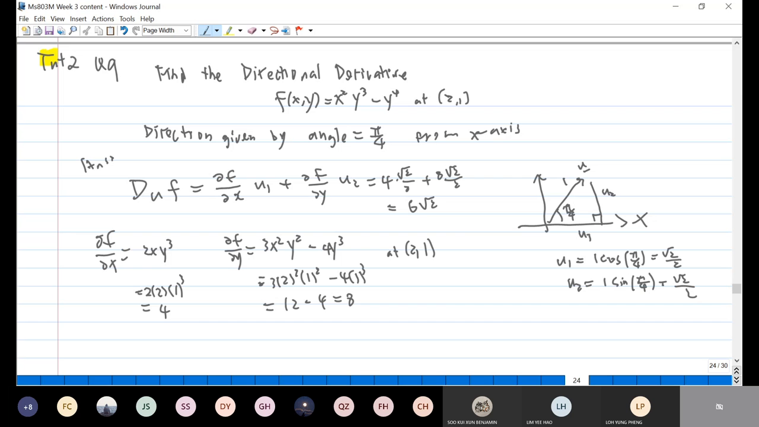You can already try question 10. Question 10: find the value of the maximum rate of change of the function at the point (1, 0). Okay, question 10.